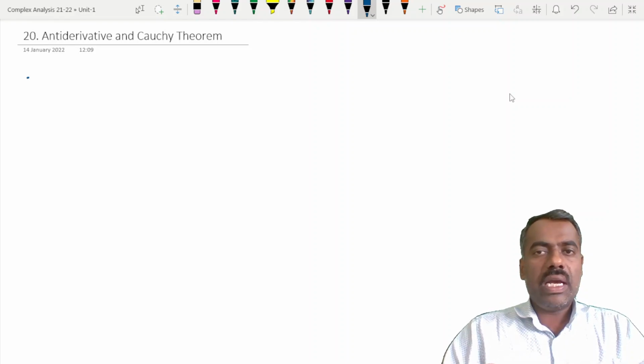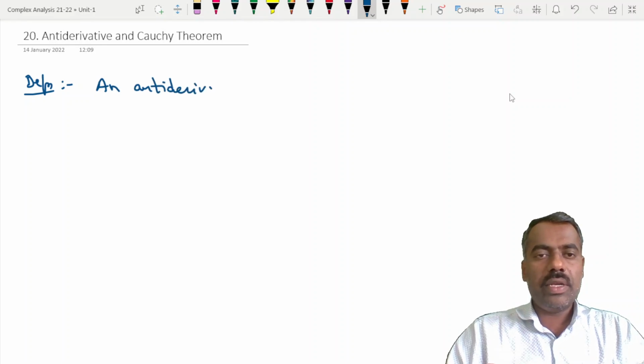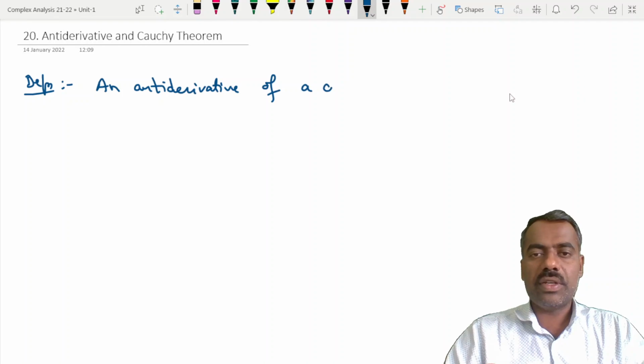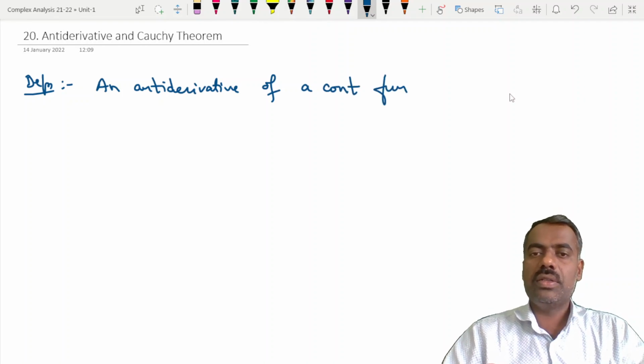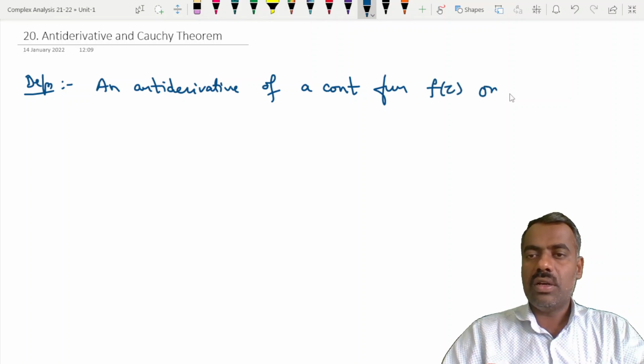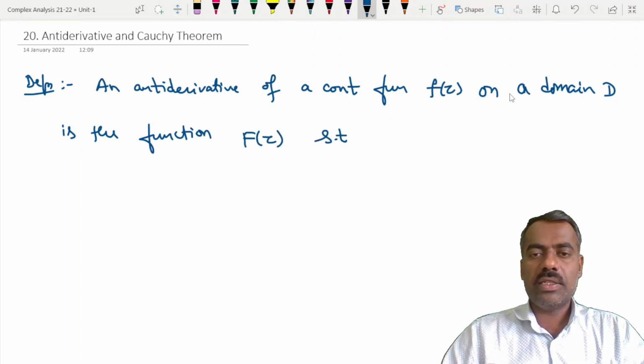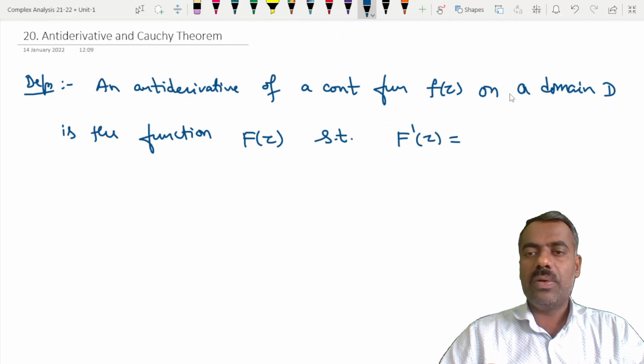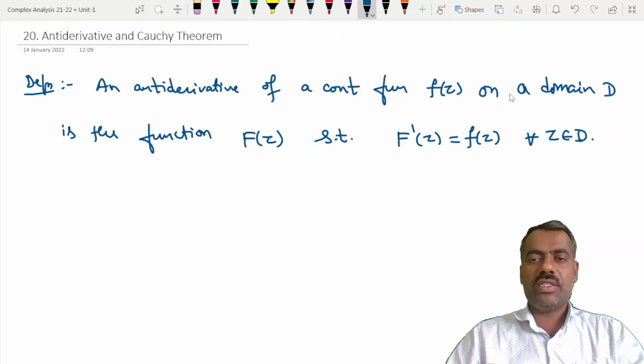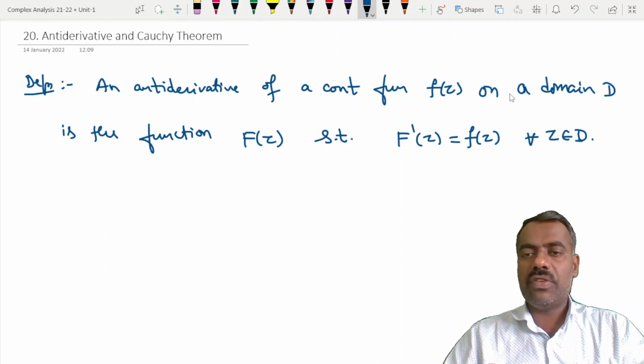So, we have already seen what is meant by an antiderivative. We can recall it quickly. An antiderivative of a continuous function f of z on a domain D is a function capital F of z such that F dash of z is equal to f of z for all z belonging to D. So F dash exists and it is equal to f of z for all z belonging to D.